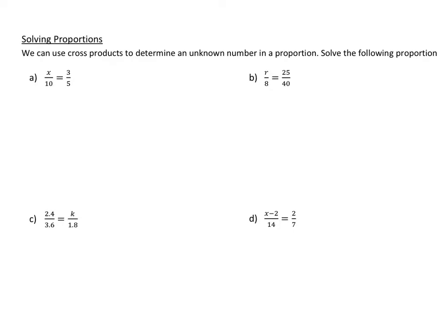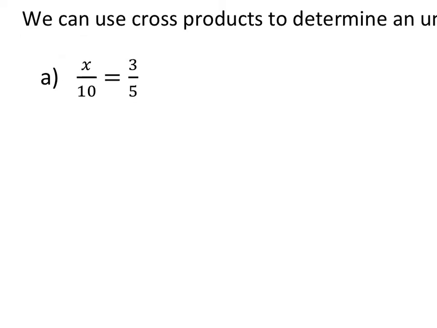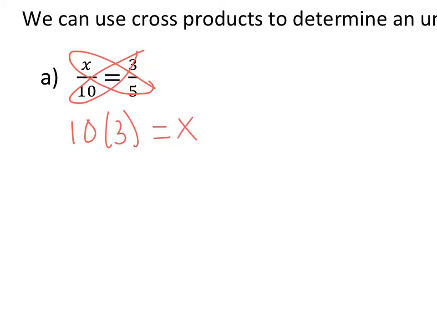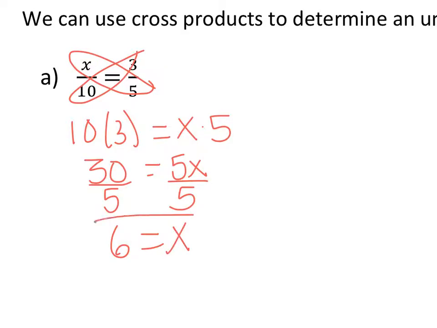We can use cross products to determine an unknown number in a proportion. Solve the following proportions. Let's look at A. We are going to again use cross products. 10 times 3 equals x times 5. 10 times 3 is 30. And x times 5, I'm going to rewrite so the 5, the coefficient, is in front of the x. Solve the equation. Divide by 5. 6 equals x.